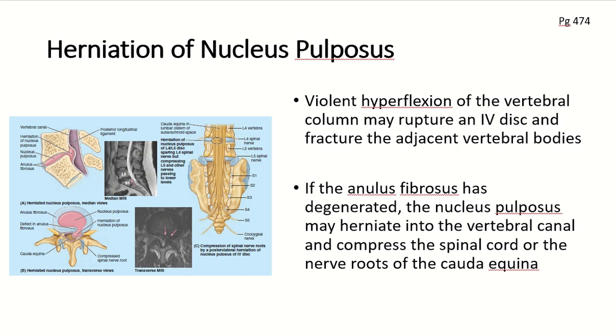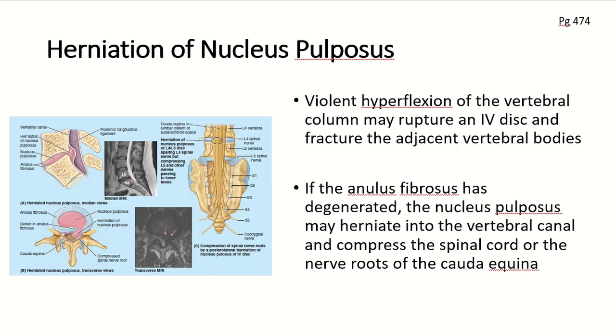And of course, when you're young, the water content of the nuclei pulposi is very high, about 90%, and it gives them, they're very full, and they're very good at absorbing shock. But when you have a violent hyperflexion of the vertebral column, it can actually rupture the intervertebral disc and fracture the adjacent vertebral bodies, but it has to be a very violent, very sudden kind of movement.